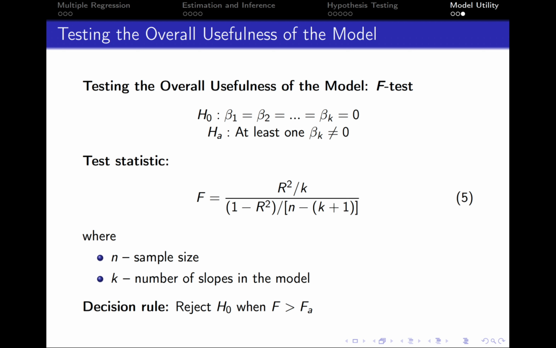You can easily get the table of the F distribution on the internet. And the decision rule is similar to all the other decision rules we've seen so far. So the null hypothesis that all the coefficients are simultaneously equal to 0 is rejected when the estimated F value is higher than the critical F value at the level of significance alpha. So we will reject the null hypothesis and accept the alternative that at least one beta is not equal to 0 when the estimated F value, so this test statistic, is higher than the critical value that we will get from the table.